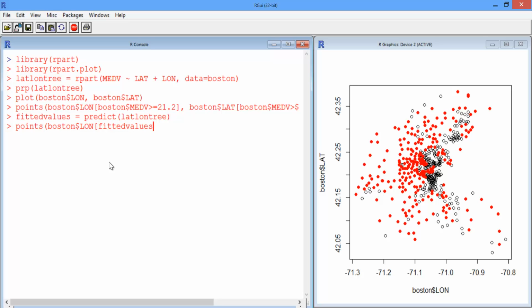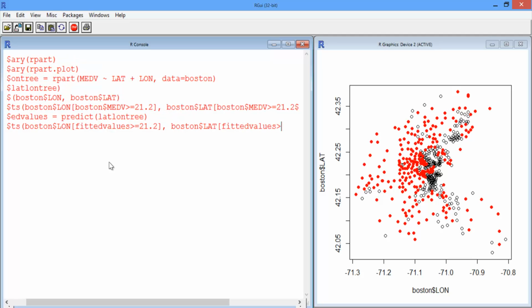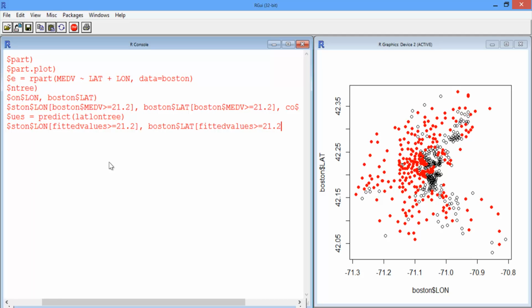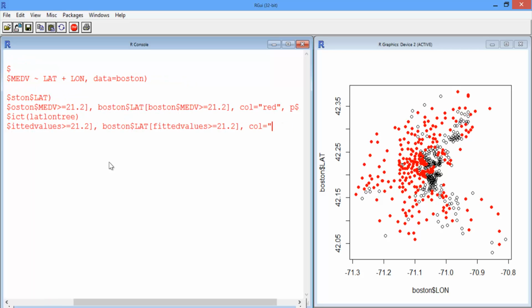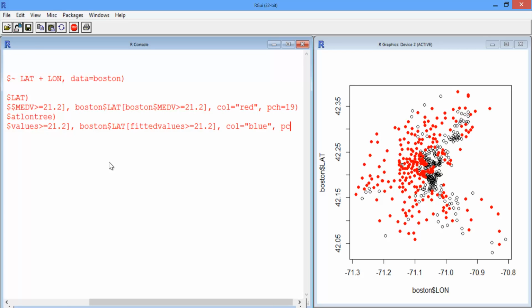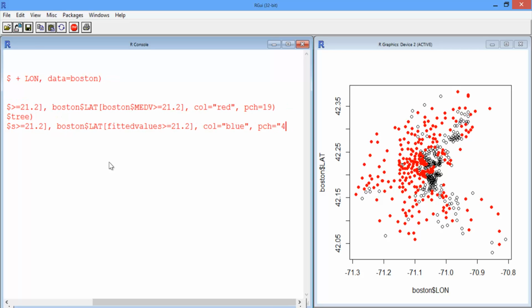The fitted values are greater than 21.2. The color is blue, and the character is a dollar sign.